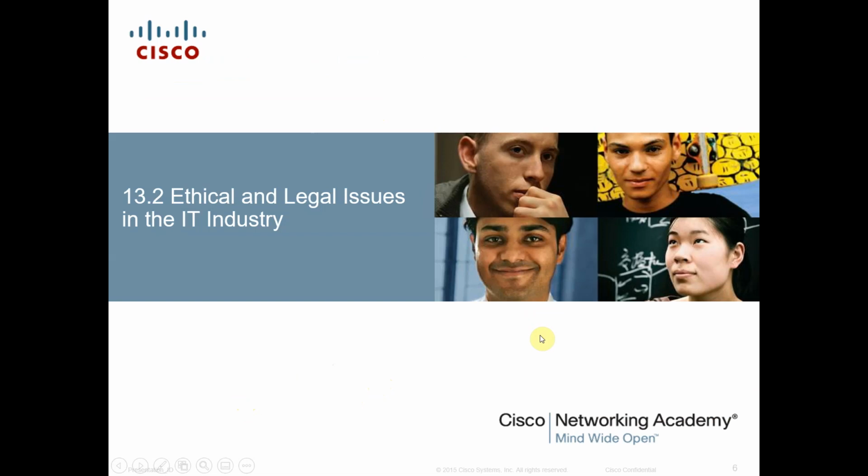In this section, we will discuss ethical and legal issues in the industry. What are the ethical and legal issues in the IT industry? Since we are working in an IT company as well as the IT industry, we have to know some ethical policies or legal issues. What are the laws for working in the IT industry?